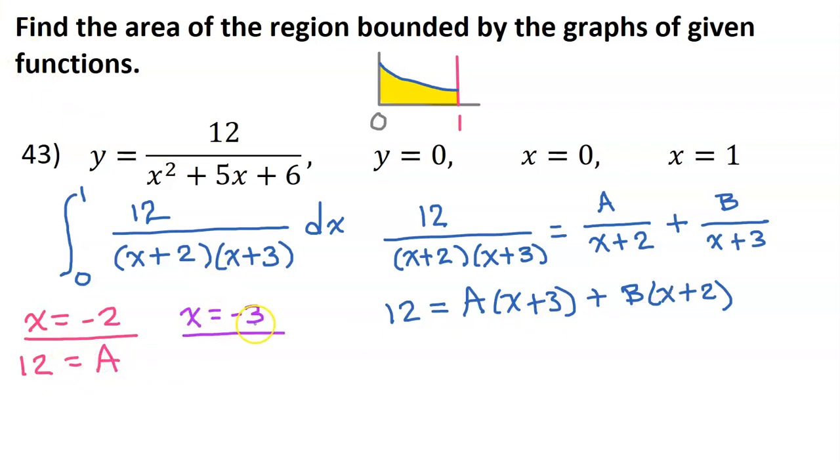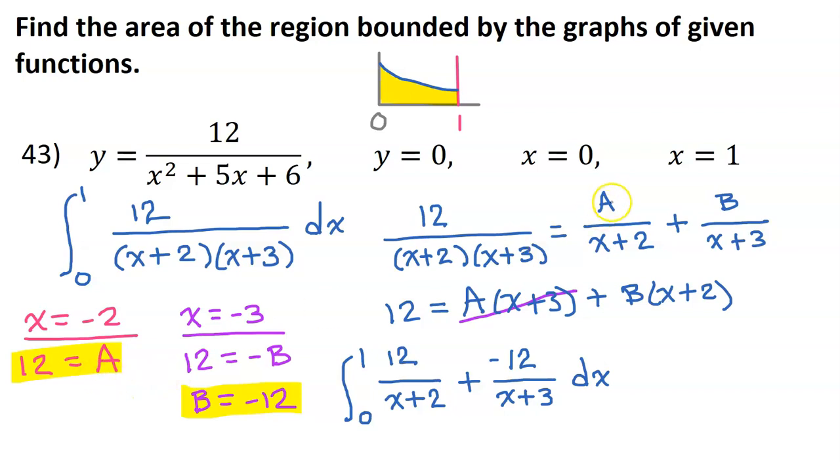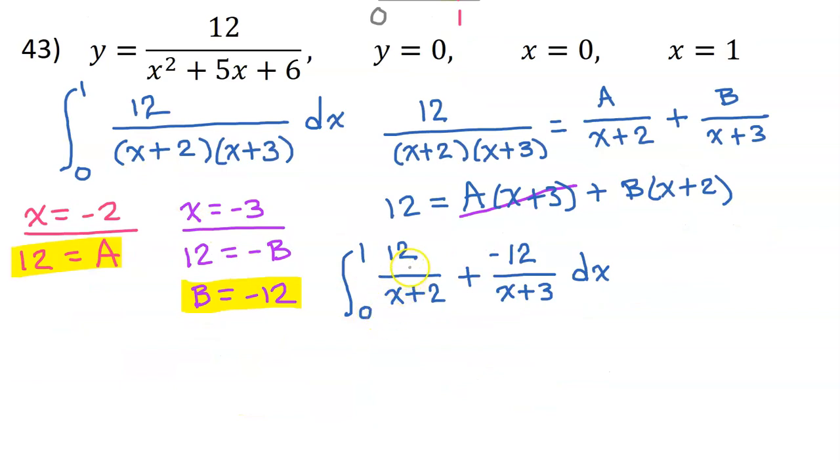If we let x equal -3, then we get a 0 right here, and this term goes away. That leaves us with 12 is equal to b times -3 plus 2, which is -1. In other words, -b. Dividing both sides by -1 gives us b is equal to -12. Now that we know that a is 12 and b is -12, we can rewrite the original integral using our partial fraction decomposition. Let's integrate term by term.